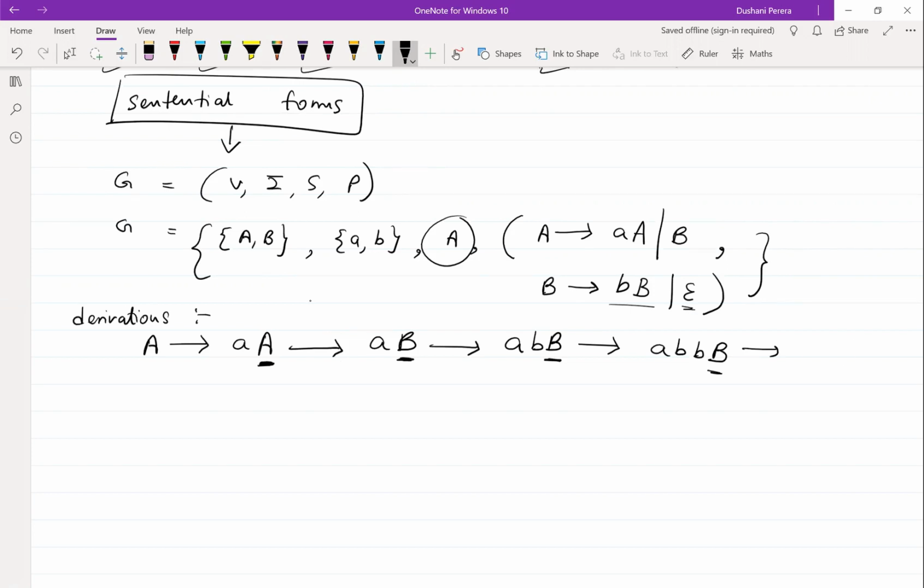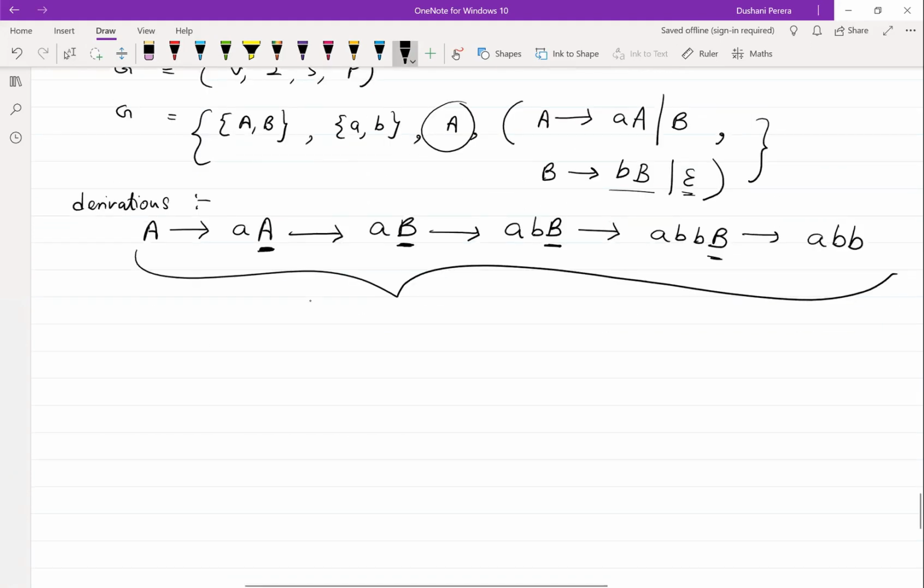So I am left with aab. That's the end of it. There are no other non-terminals left in this particular derivation. Because of that, there will not be any other derivation. So this is the end of it. You see, we got a set of derivations. We call that set, what do we call it? Sentential forms.